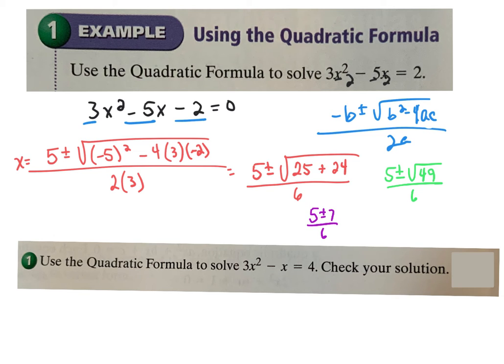Please don't leave your answer like that. If it were still a square root, you could leave it. But those are all numbers. 5 plus 7 over 6 and 5 minus 7 over 6. You need to actually solve it. I say that because I have gotten this as an answer before. So what's 5 plus 7? 12. Divided by 6 is 2. 5 minus 7 divided by 6 is negative 1/3. Those are my two answers.